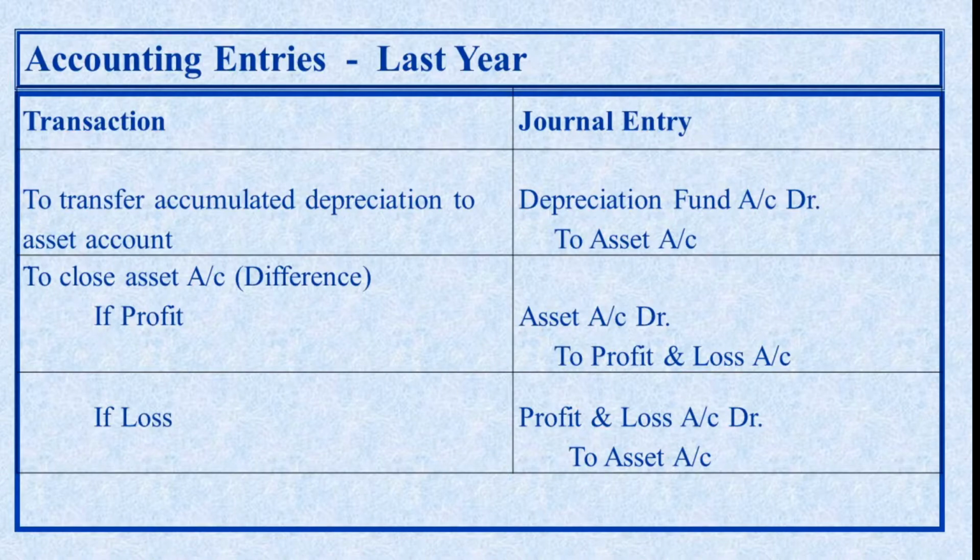With these journal entries, all the accounts that are opened, that is, asset account, depreciation insurance policy account, depreciation fund account and depreciation account are closed.